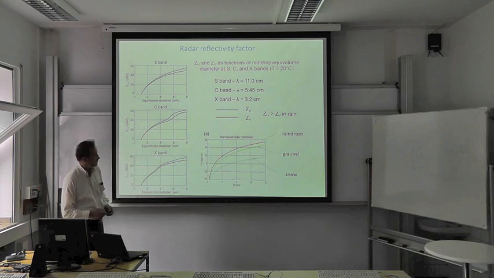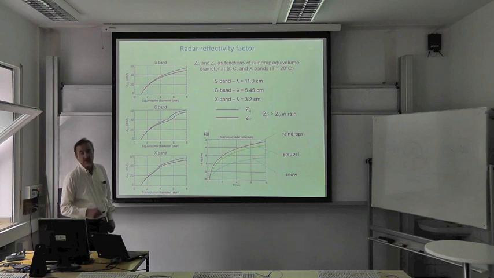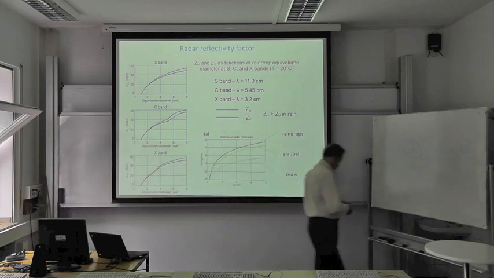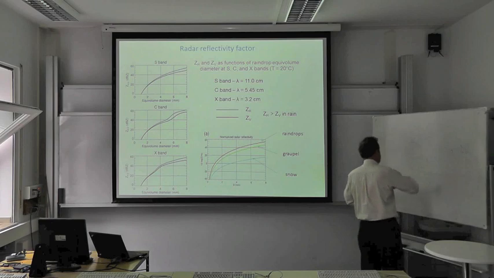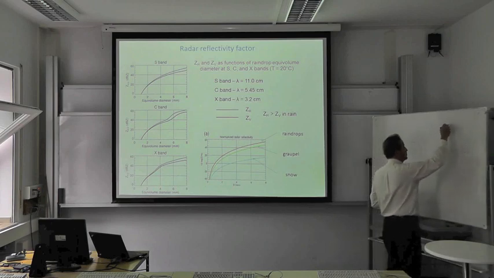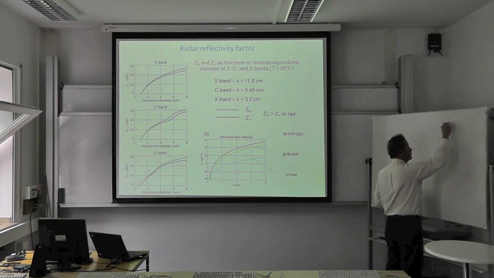In this plot, the difference depends on the dielectric constant. To get this plot, for the snow, are we considering the dielectric constant of ice? No. Here we are using this formula, where rho s is proportional to the coefficient times d to the power of minus 1.1.